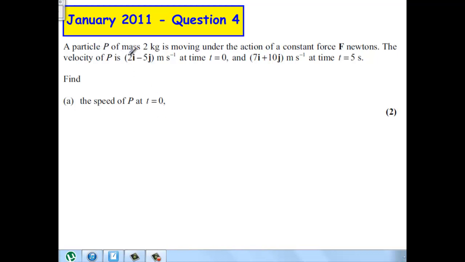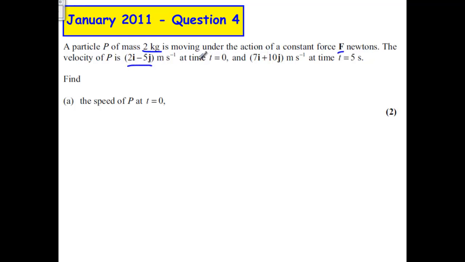So, a particle P of mass 2 kilograms is moving under the action of a constant force F. So we're told that it's 2 kilograms and it's being acted on by a force, and the velocity of P is 2i minus 5j at time t equals 0, so that's when it starts. And then 5 seconds later, when time is 5, it has velocity 7i plus 10j. And to start with, we have to find the speed of P at t equals 0.